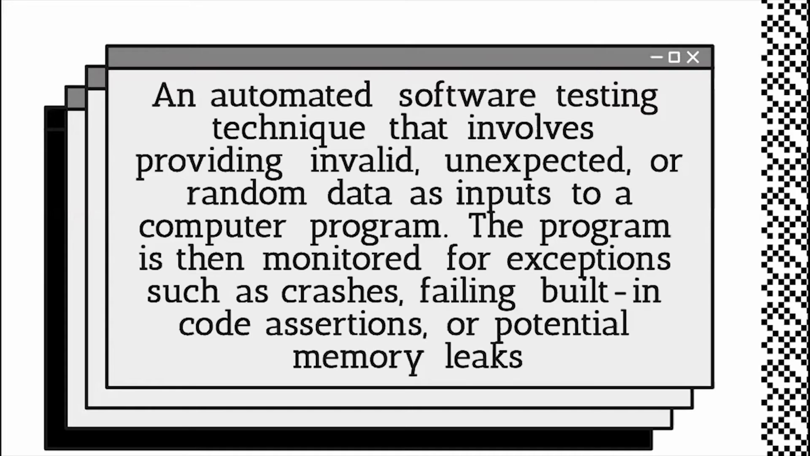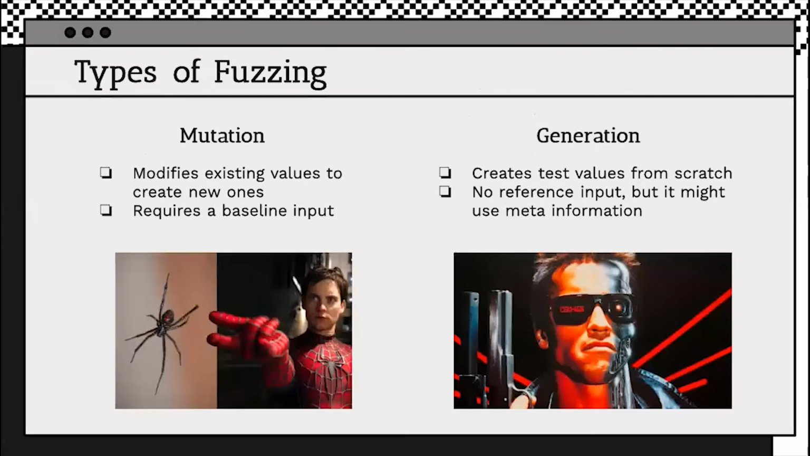Fuzzing is an automated software testing technique that involves providing invalid, unexpected, or random data as inputs to a computer program. The program is then monitored for exceptions such as crashes, failing built-in code assertions, or potential memory leaks. Sometimes hacking isn't about taking a program apart, it's about throwing random objects at it to see what breaks.